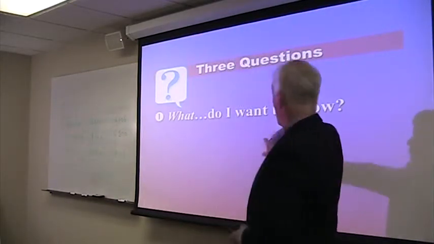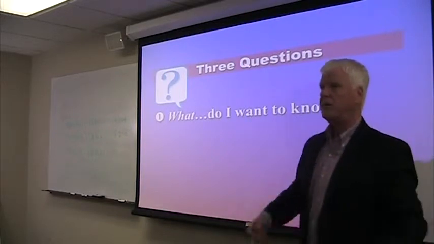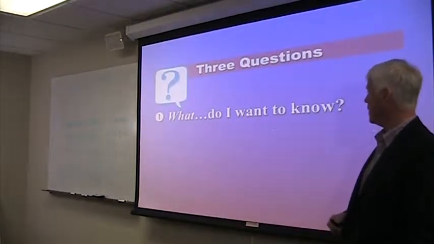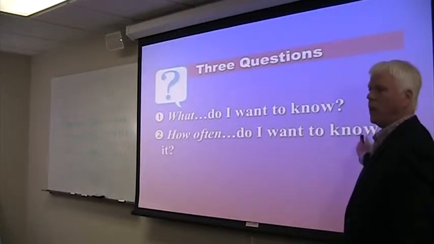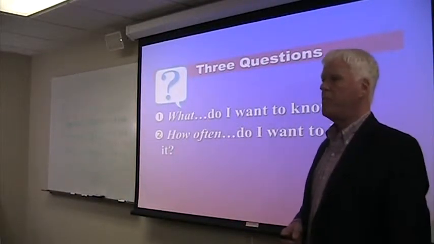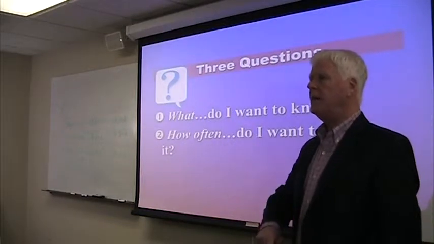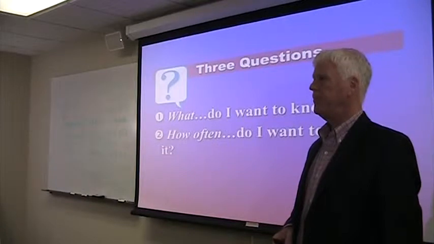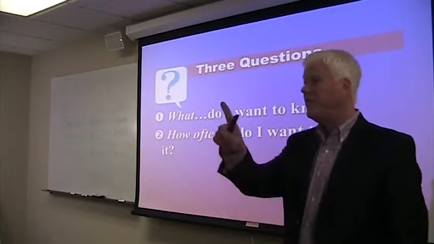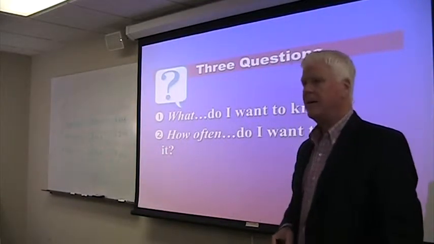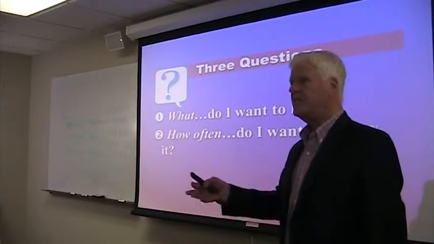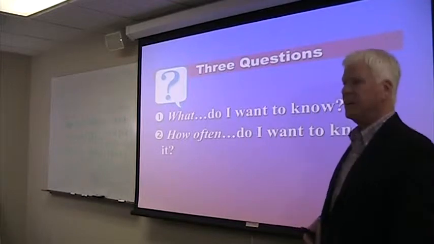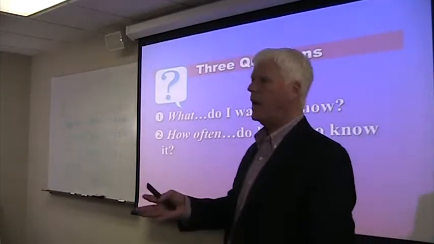So this is, what do I want to know? Delivery times. How long is it going to take to get this item? What else do you want to know? How often do I want to know it? So how often do I need to know annual large drink sales? Once a year. Very good. Annually. How often do I need to know daily sales? Daily. How often do I need to know per capita information?